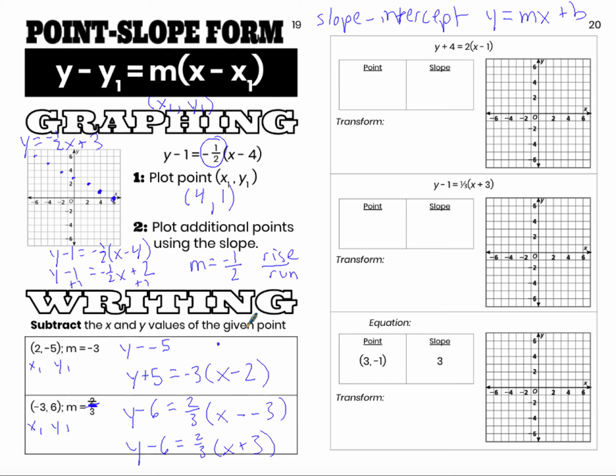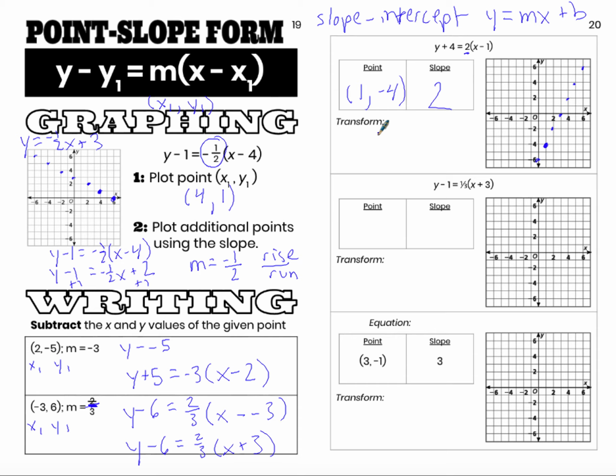Let's do one more example. How about this one? The point is going to be the opposite of this number, so positive 1 for my x, and then the opposite of this number, negative 4 for my y. And then my slope is just here, 2. So to graph from point-slope form, I graph that point, (1, negative 4), and then I use my slope, rise over run, up 2 over 1, up 2 over 1, up 2 over 1, backwards, down 2, left 1.